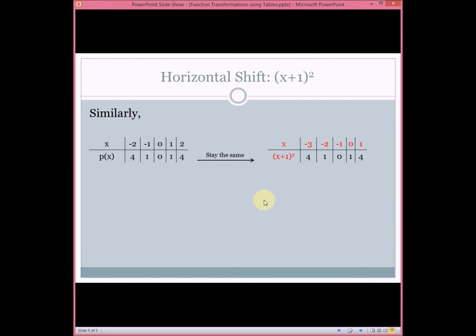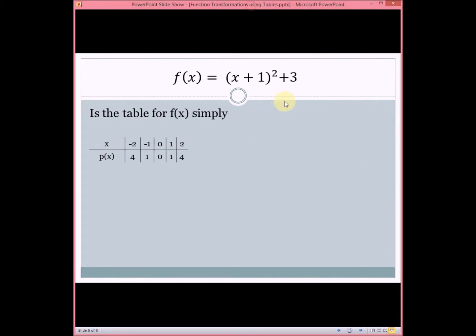But the x's, this time, we take the x's from the parent function, and what are we doing? We're basically subtracting 1 from each of them. So we can actually apply the horizontal shift to the graph before ever graphing or plotting a point by simply subtracting 1, which leads us to this next question.